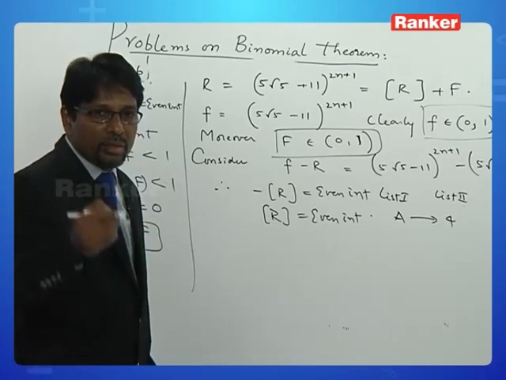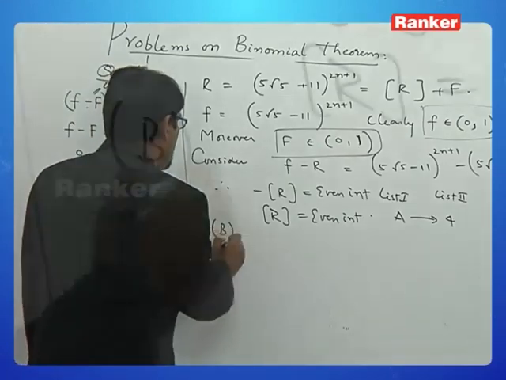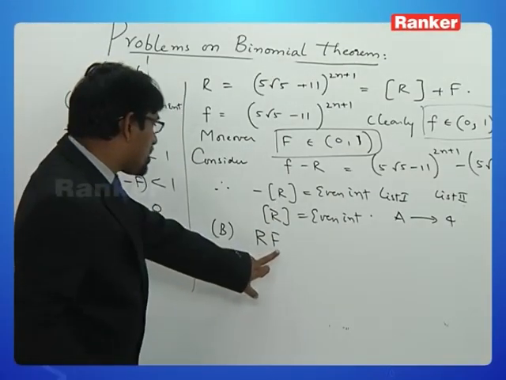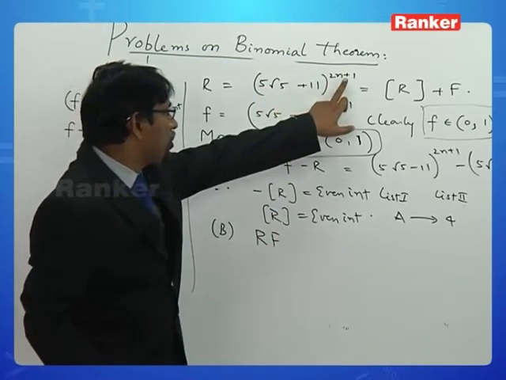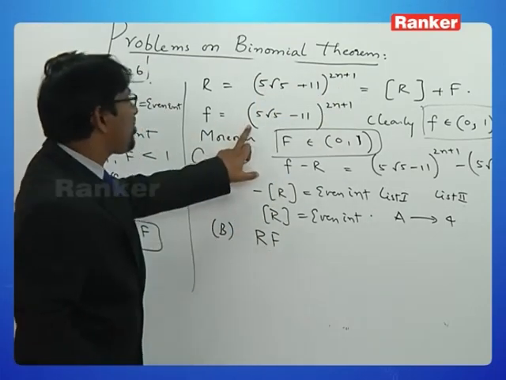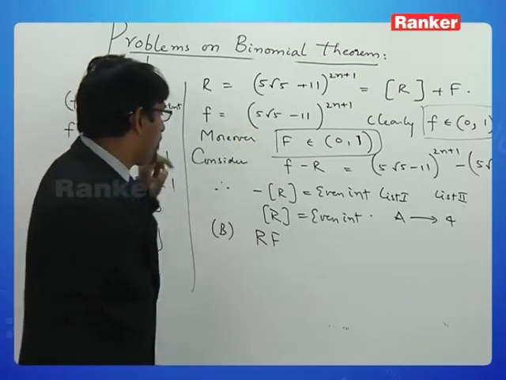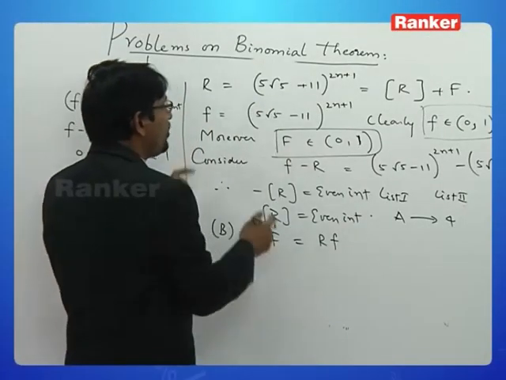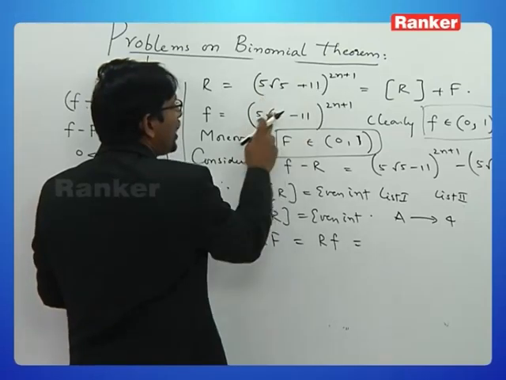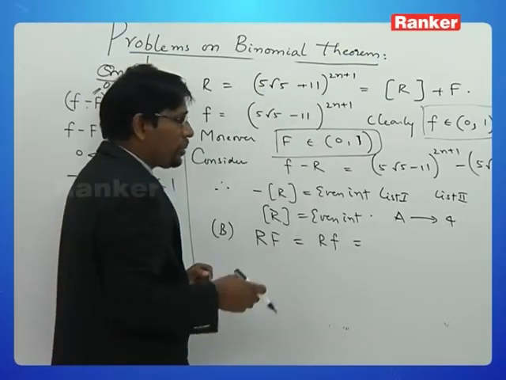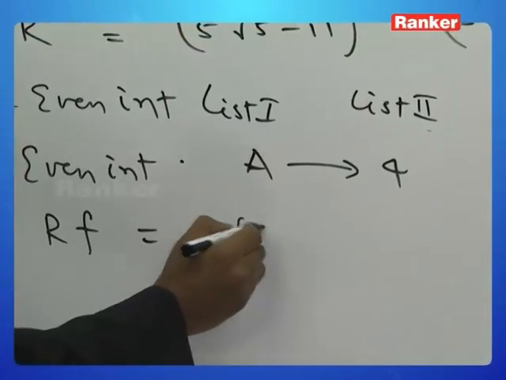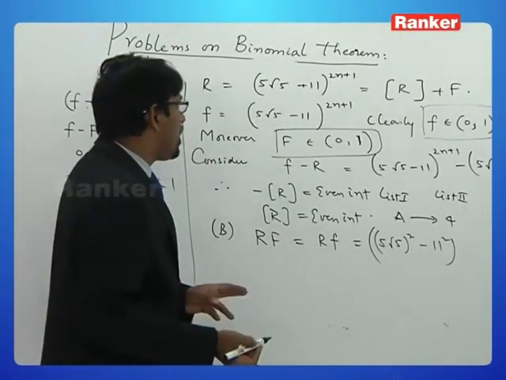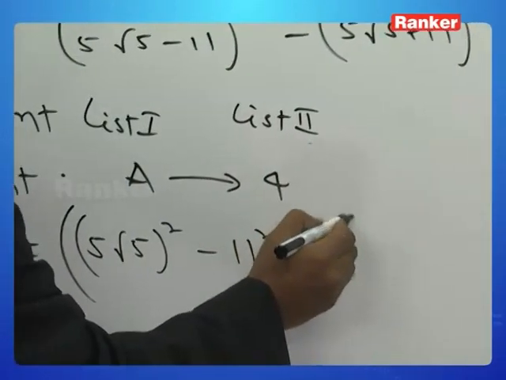Now we'll have to go to the next. What is it that's being asked? He's asking about R into capital F. But what is R? R is 5 root 5 plus 11 raised to the power 2n plus 1. What is capital F? Same as 5 root 5 minus 11 raised to the power 2n plus 1. So that makes it R into small f I can write. But what is R into small f? It's in the form of x plus y into x minus y, both raised to the power 2n plus 1. So that makes it 5 root 5 square minus 11 square, a plus b into a minus b, a square minus b square, a whole thing raised to the power 2n plus 1.